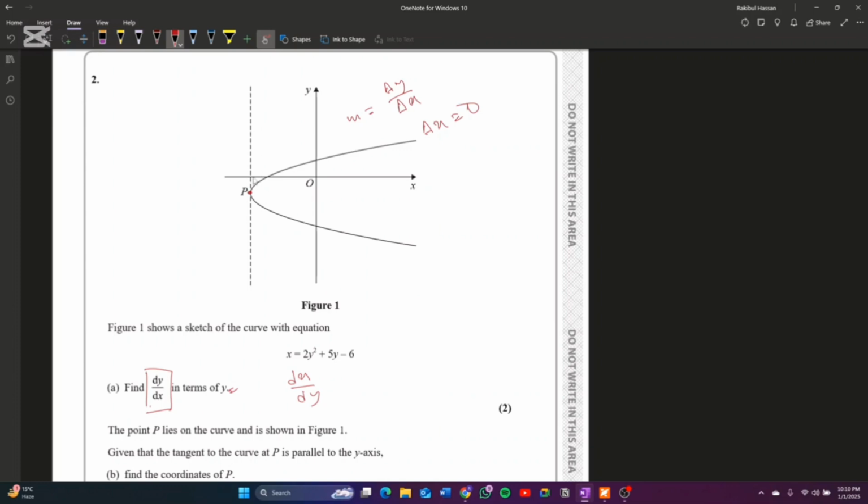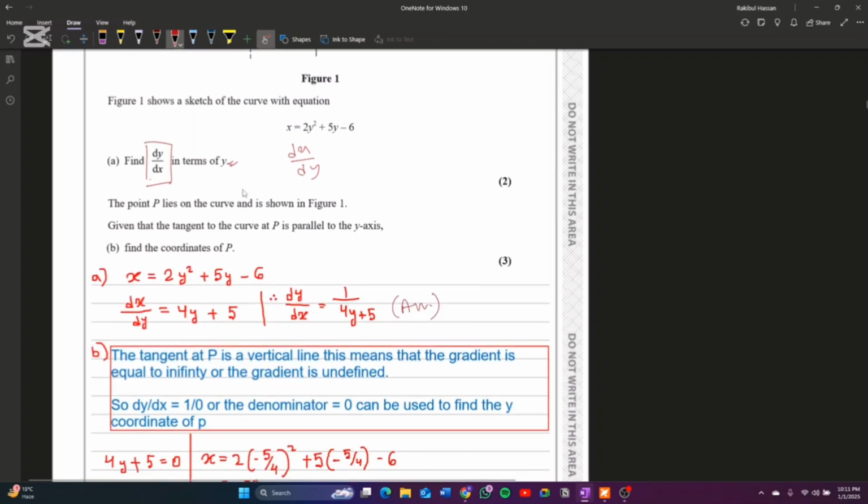X is constant. Like here, if we say that x is negative 5, it remains the same. There is no change for this line. Therefore, del x is 0, and any value divided by 0 is undefined. So we already know that for the gradient, the denominator del x will be 0. They had given that the tangent to the curve at P is parallel to the y-axis, and we're asked to find the coordinates of P.